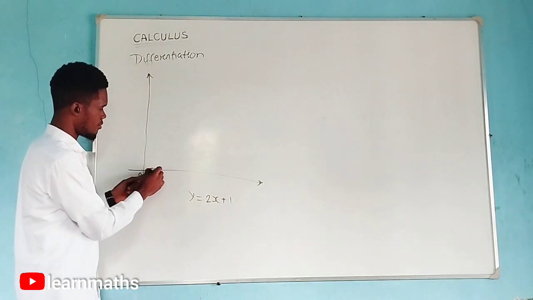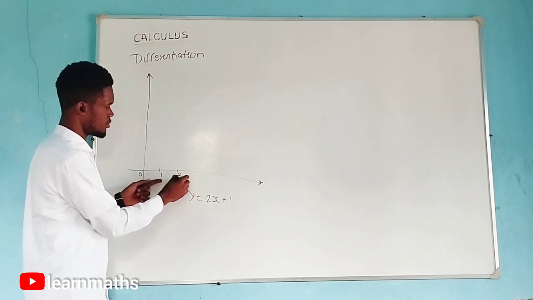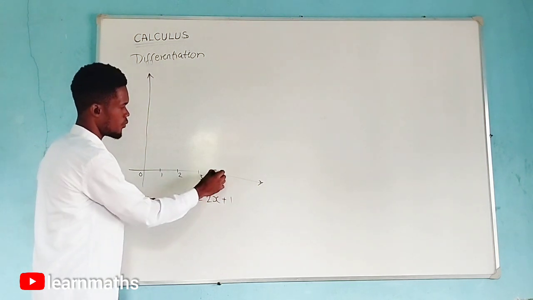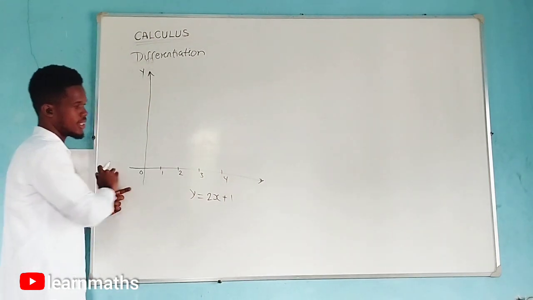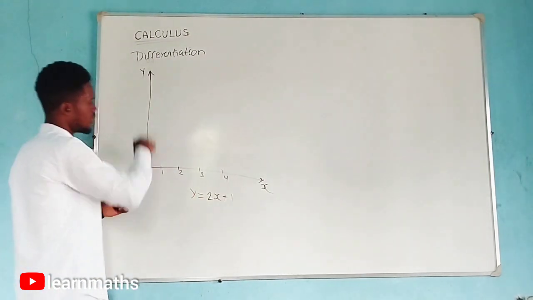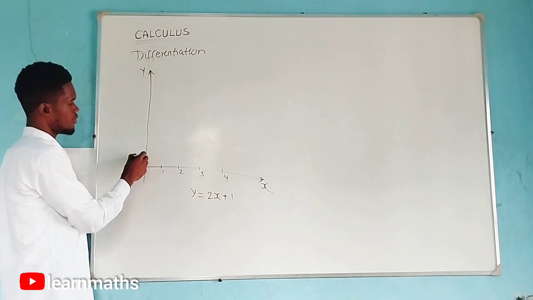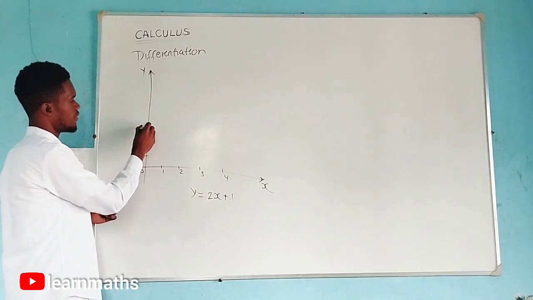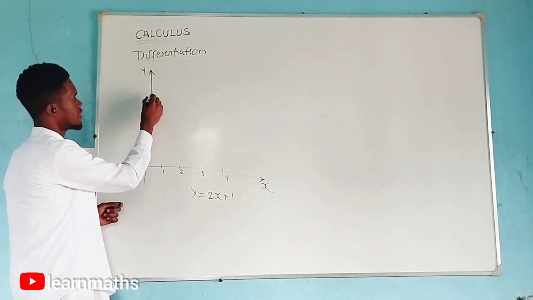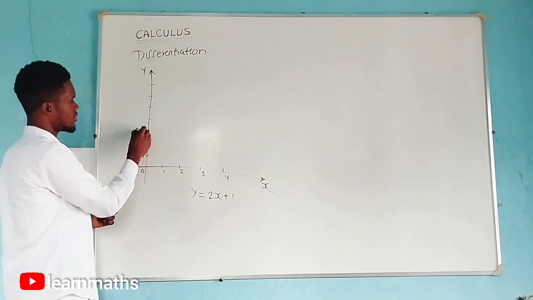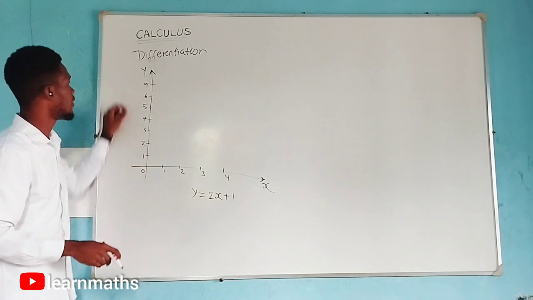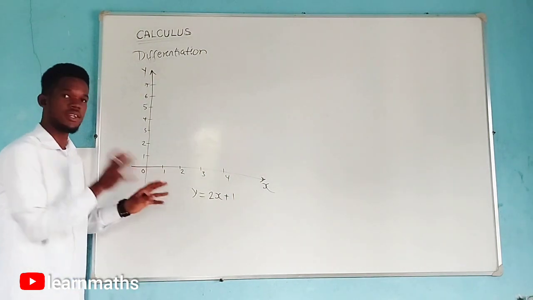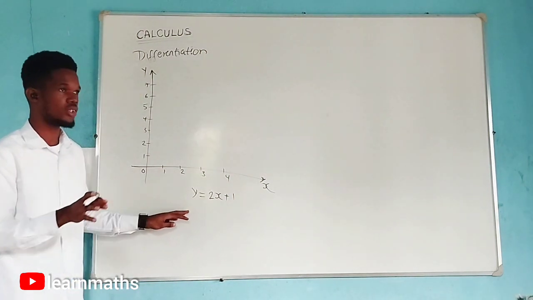Alright, let's say we have 1 here, we have 2, 3, 4 on the x-axis. Then on the y-axis, we have 1, 2, 3, 4, 5, 6, 7. Now, if I'm to plot the graph of this equation, this is what's going to happen.